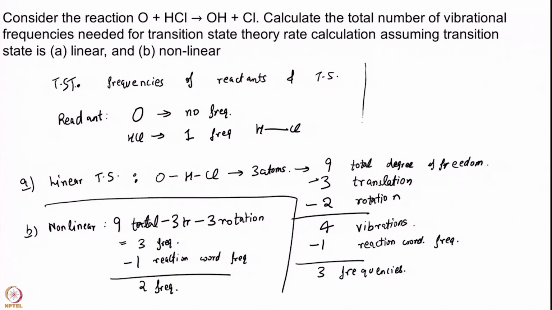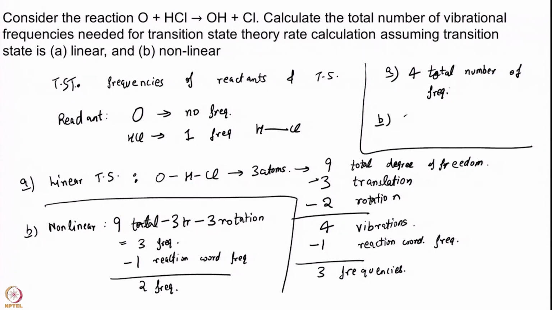Okay. So, for A I will need 4 total number of frequencies: three for transition state and 1 for reactant. And for B I will need 3 total number of frequencies, 2 for transition state and 1 for reactants.